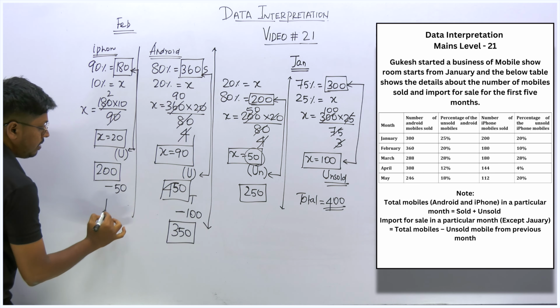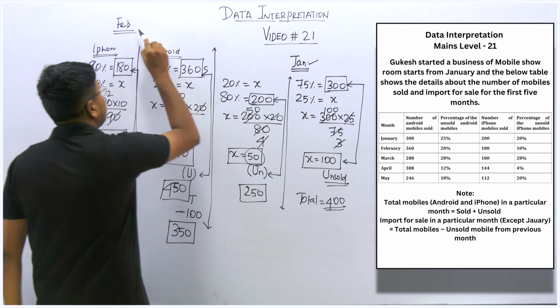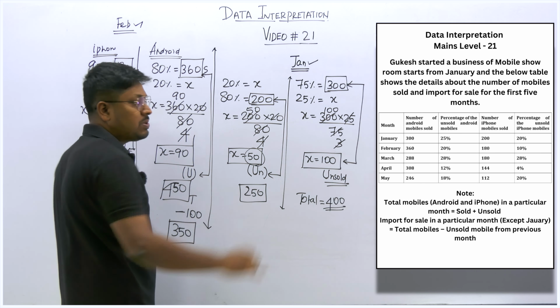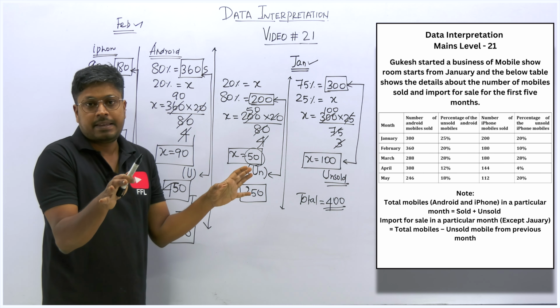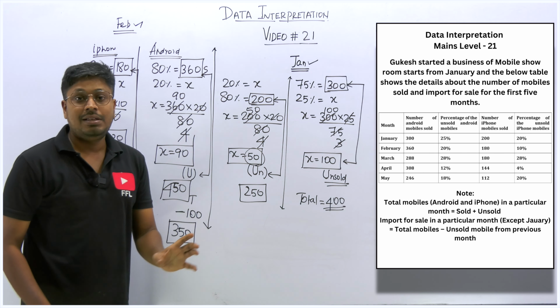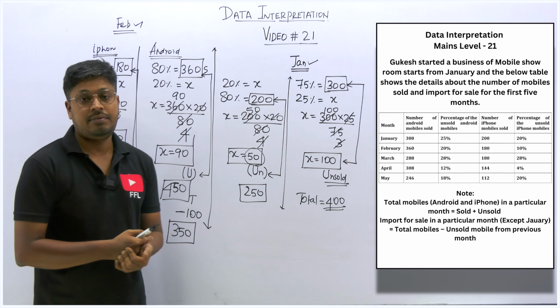For all the months we have to find it like this. Jan, Feb, March, April, May. So totally they have given 5 months. For all the 5 months you have to find all these values and frame a new table chart. Once you find the table chart, solving all the 5 questions under this DI will be very simple. That's the reason it takes more time to solve these kinds of questions.